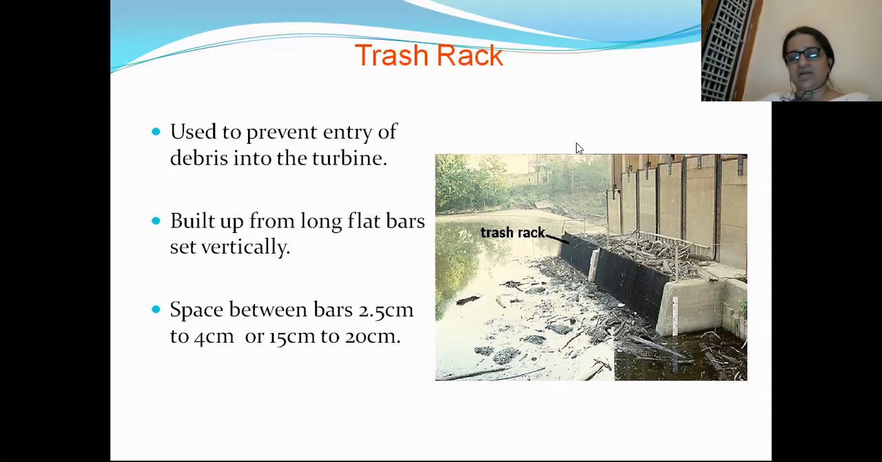In today's class, we have covered almost all the definitions related to the hydroelectric power station. I think draft tube and tail race are left over. In the next class, I'll deal with those definitions, and we will try to complete the hydroelectric power station.